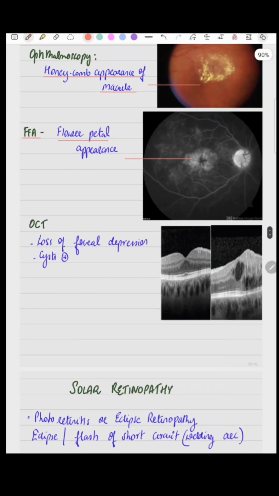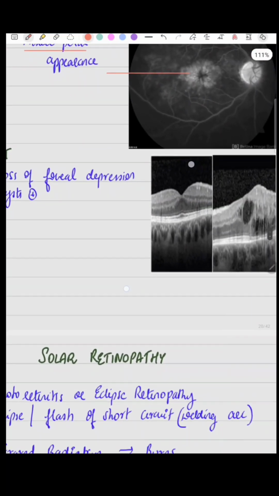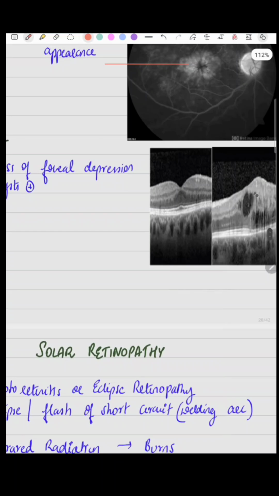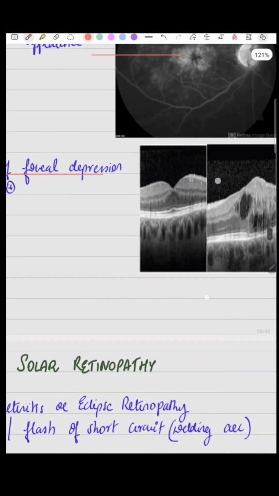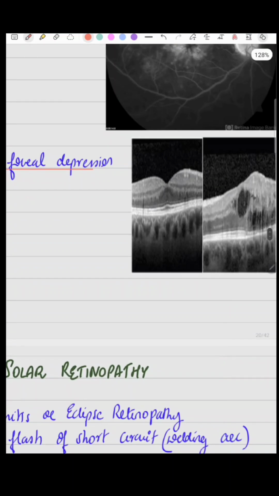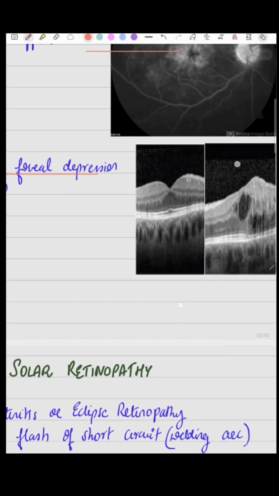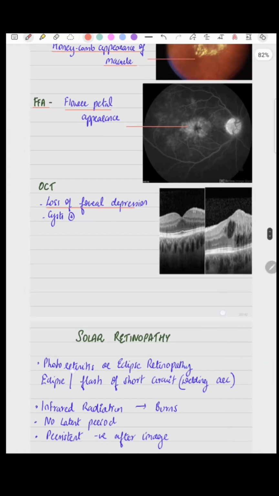Then in OCT, optical coherence tomography, this is the normal OCT, and in diabetic retinopathy there can be loss of foveal depression, retinal thickening, intraretinal areas of decreased reflectivity, and round optically clear regions. There can be intraretinal cystic changes, cystoid macular edema. See, this is the loss of foveal contour in diabetic retinopathy in OCT.